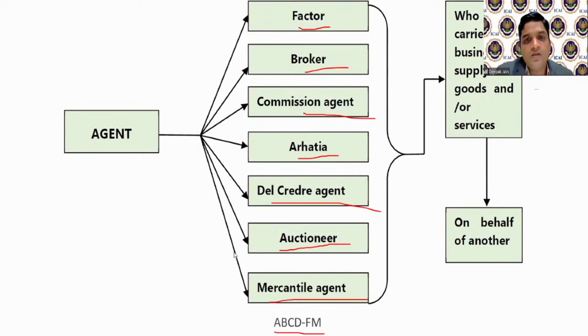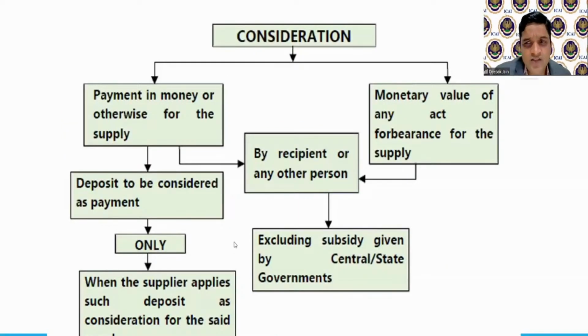Okay. Now let's get into this definition of consideration. We have seen this before also. We are seeing this again. So this consideration is really important. Consideration means payment in money or otherwise for the supply. So a transaction could be in money or non-money, for the supply by the recipient or any other person. And it also includes the monetary value of any act or forbearance for the supply.